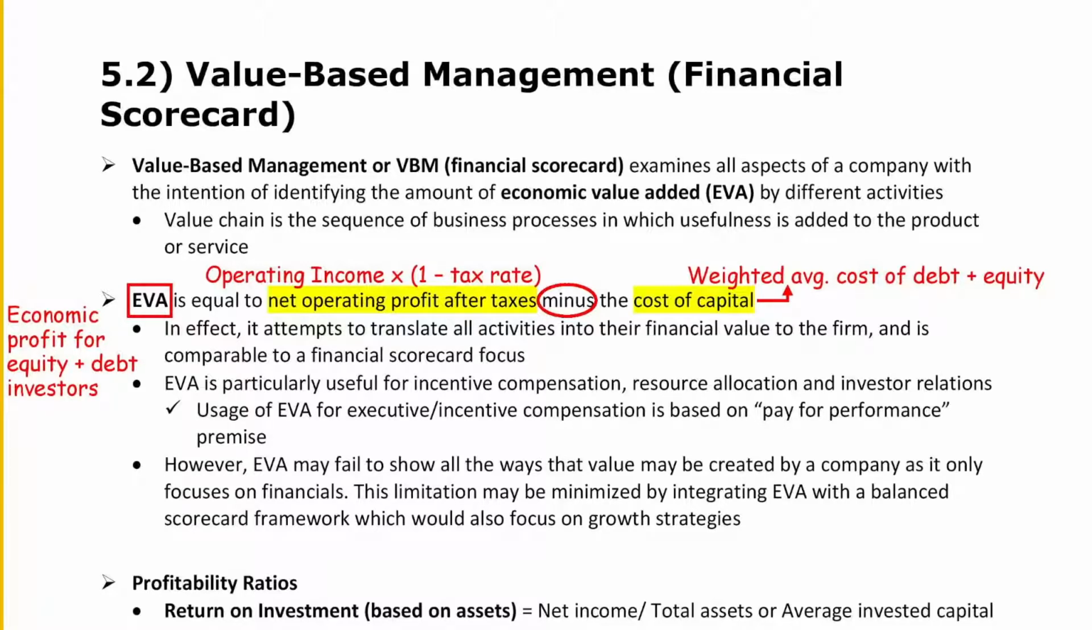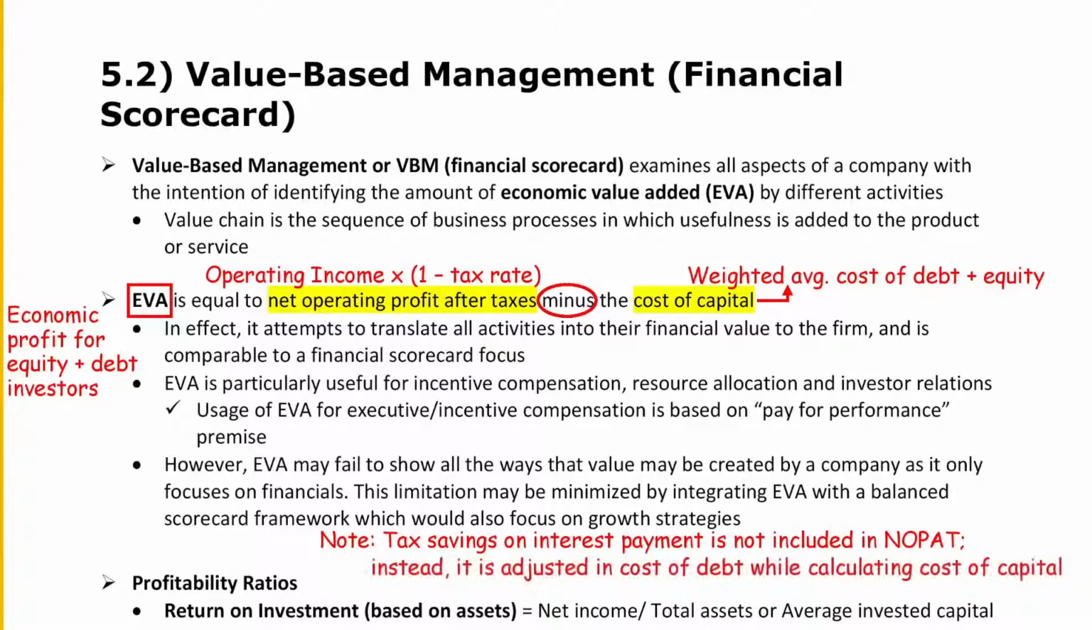Now put a note in there, note, tax savings on interest payments is not included in NOPAT, that's net operating profit after taxes. Instead, it is adjusted in cost of debt while calculating cost of capital. So the formula for economic value add is net operating profit after taxes minus cost of capital. Now, the tax savings on interest payments, we don't include it in net operating profit after taxes. Instead, we adjust it when we calculate cost of capital.